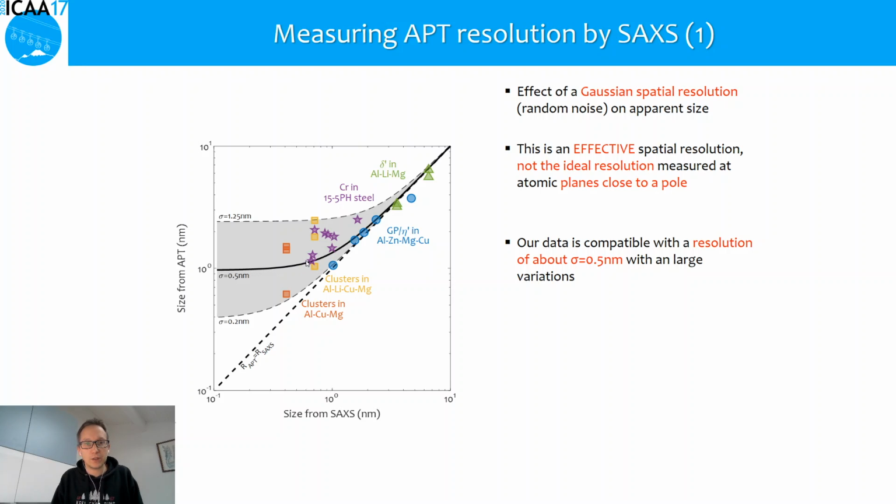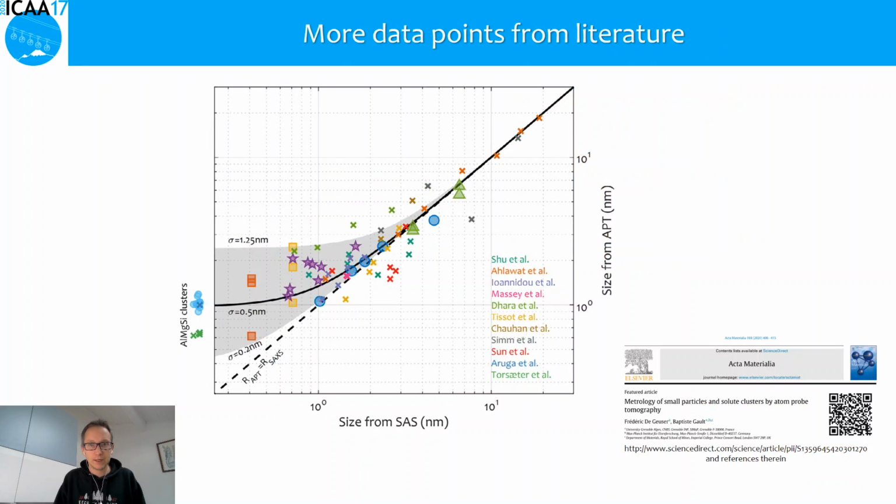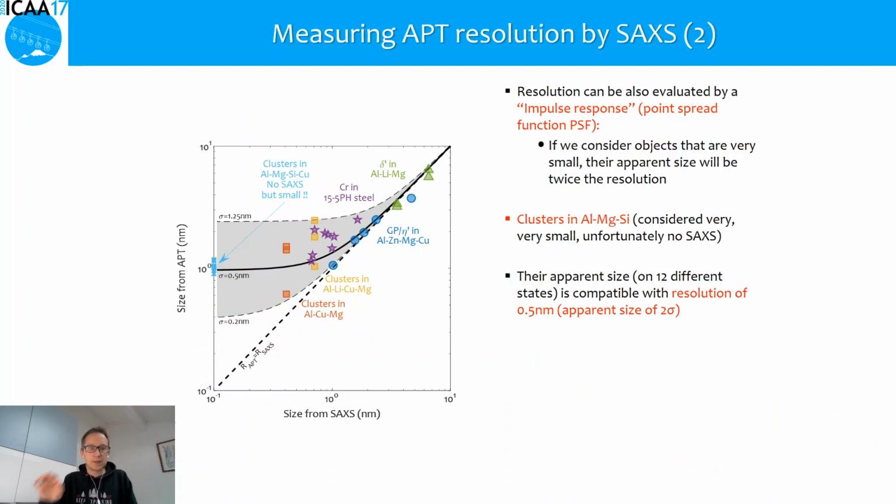So you see that if you calculate this for 0.5 nanometers and also for other values, 0.2 or 1.2, you see that all my points are nicely in this shaded area, meaning that our data show that this is compatible with a 0.5 nanometer resolution, with of course large variations. So that's the first way of measuring this. I've added other data points from the literature in the actual paper, so if you want to check it out later, you can.